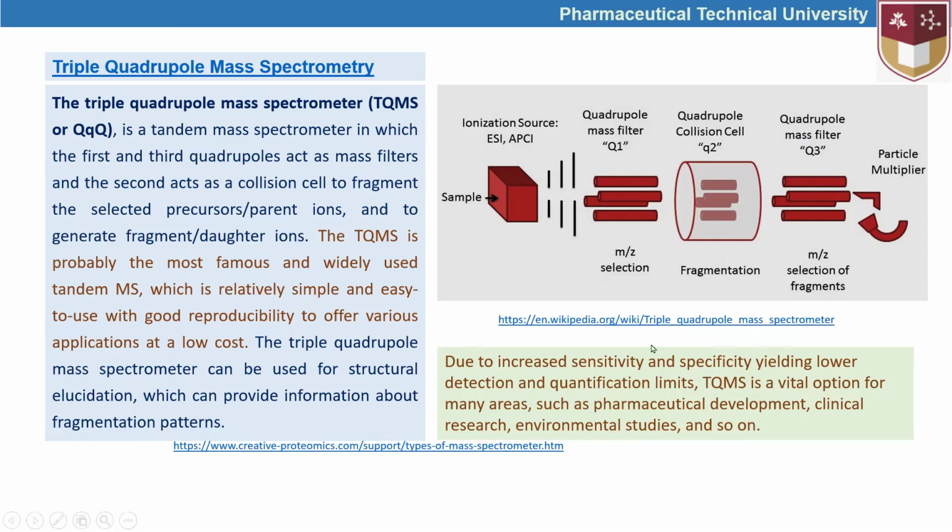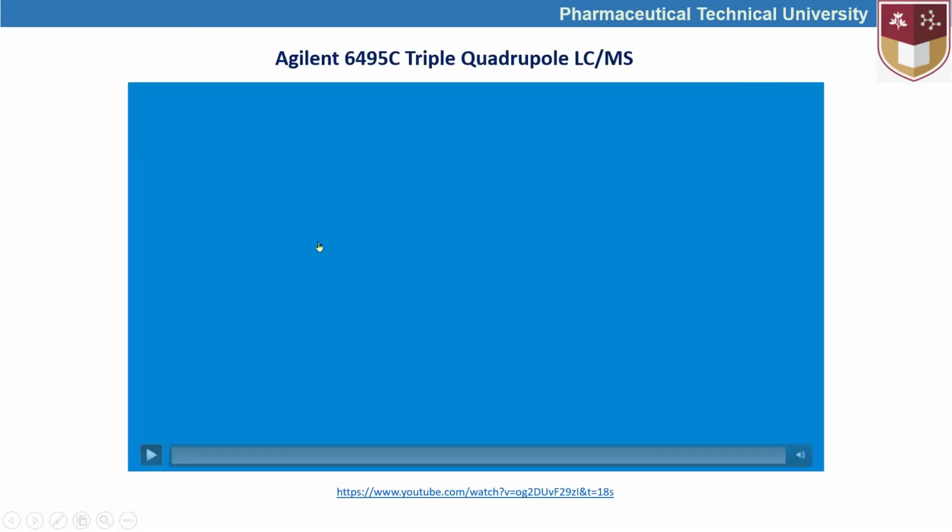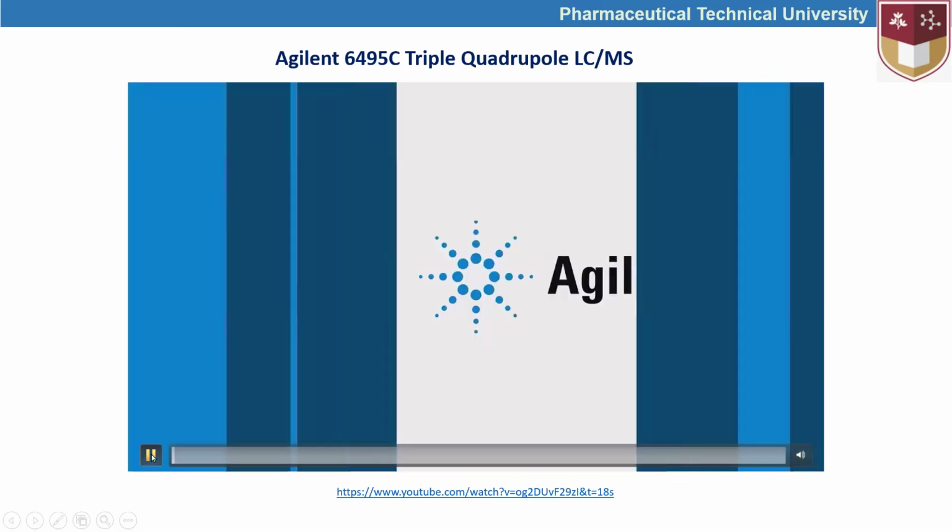So again, the triple quadrupole mass spectrometer is something by which we can detect and quantify low abundant compounds as well. Okay, here we can see the Agilent 6495C triple quadrupole LC-MS tool, and we can find out how it works.